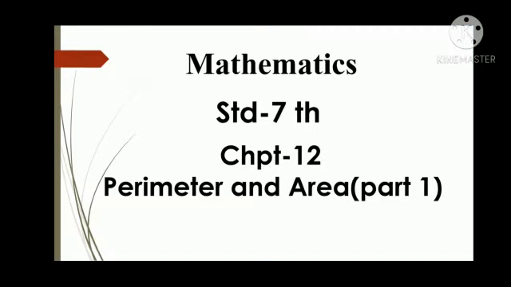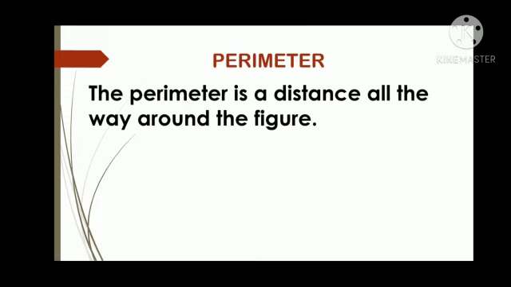Today we will be studying Maths for Standard 7th, Chapter number 12, Perimeter and Area. Perimeter. The perimeter is a distance all the way around the figure, or the sum of the lengths of all the sides of a closed figure is the perimeter of that figure.